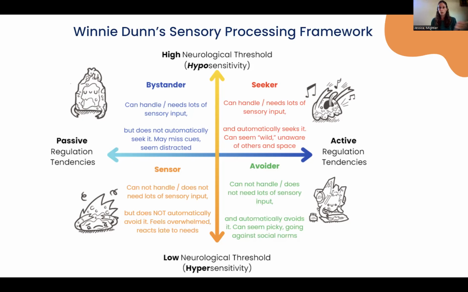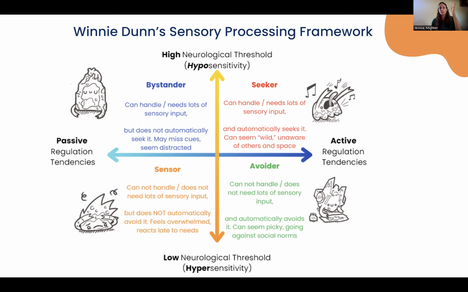The way we're running horizontally is based off of your regulation tendencies. How do you automatically respond and behave based off of your needs? So on the left, we have passive regulation tendencies. So this is more you aren't necessarily noticing what you need or doing anything to self-regulate. The things are happening to you. And you might be a little more reactive to them versus someone who's on the more active regulation side and they are going after what they need. We'll go through the quadrants and this will make a little more sense.